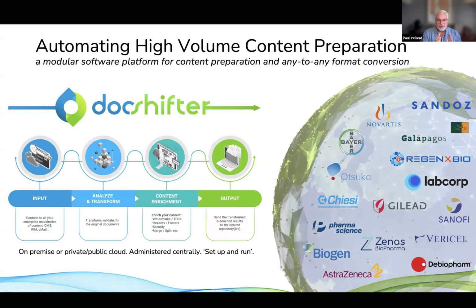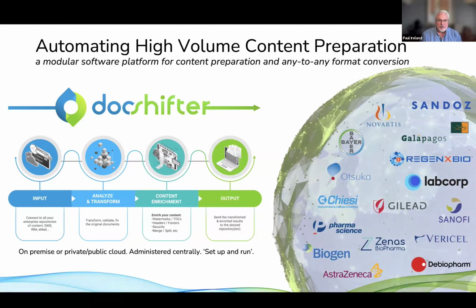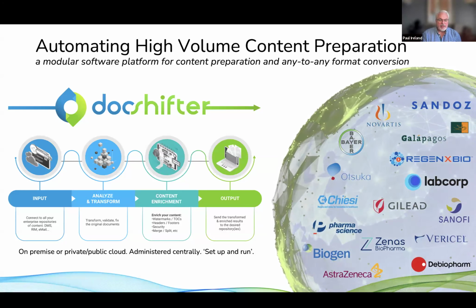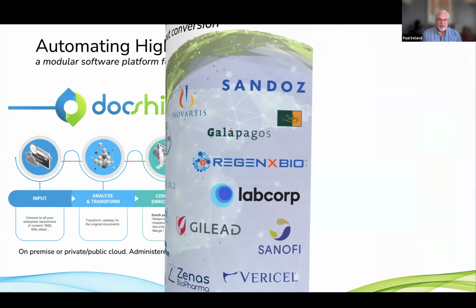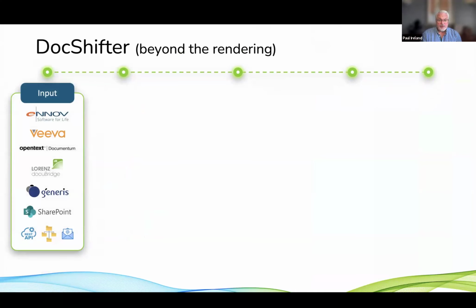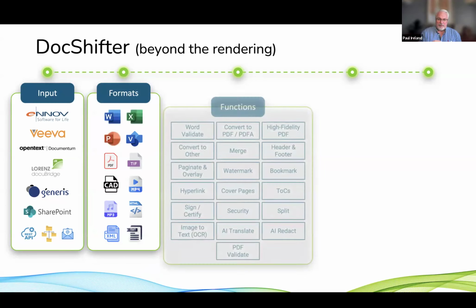So it's software that's installed either in your own data center or in your private cloud, connected to your different repositories where your content resides, to automate some of the things that you might be doing today manually. And I'll discuss some of those right here. DocShifter takes content from different controlled repositories like the Enov platform, Veeva, Documentum, DocuBridge, Generis, Kara from Generis, SharePoint repositories as well, or folders on your network, wherever it may be. It takes content of just about any type, and then it performs different functions on it.